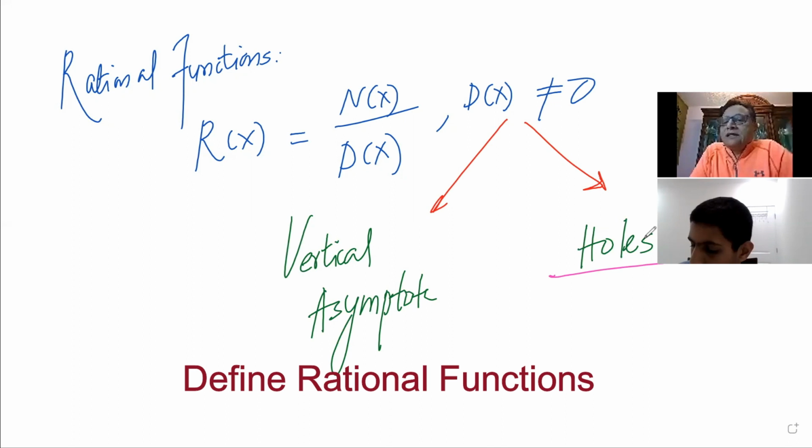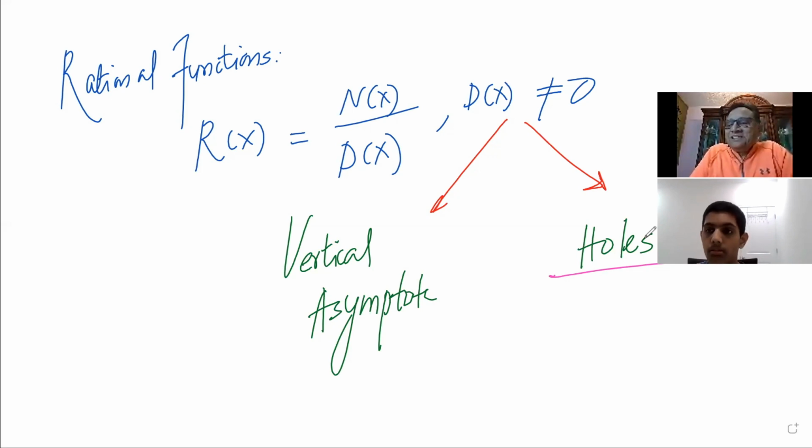So you remember exactly what we had taught last time, and this is the place where we left. This denominator being 0 can also lead to holes, and we will see how in today's lesson. Does it sound good? Yeah.